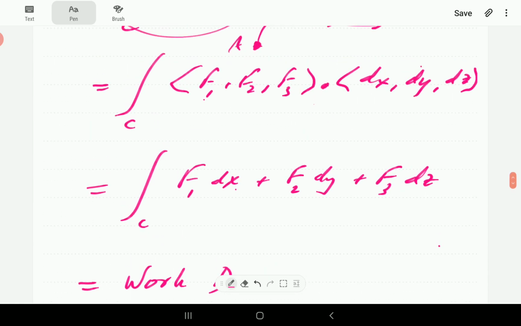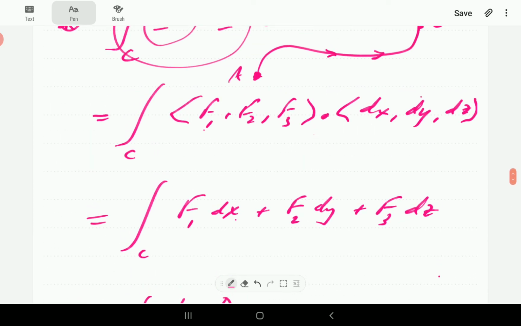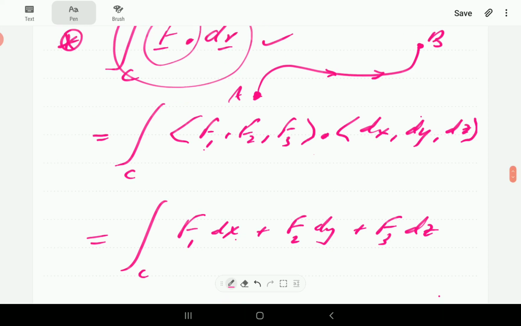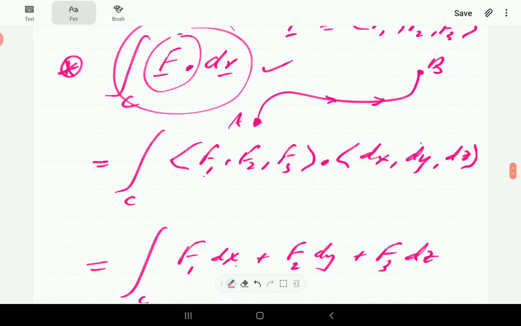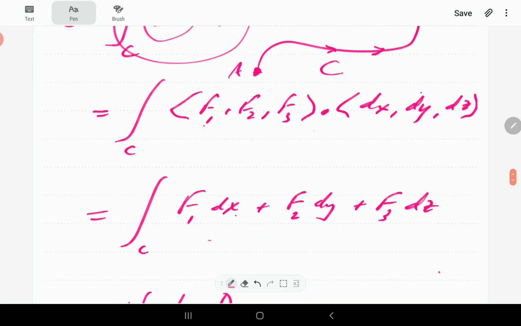Now, how you evaluate these contour integrals, we are going to explain in the next video. But basically, we simply use the equations of the contour C to rewrite these integrals as ordinary scalar integrals, which we will demonstrate in the next video.